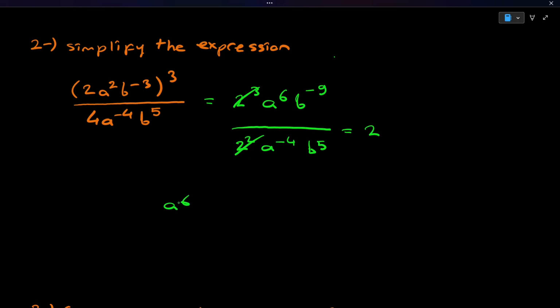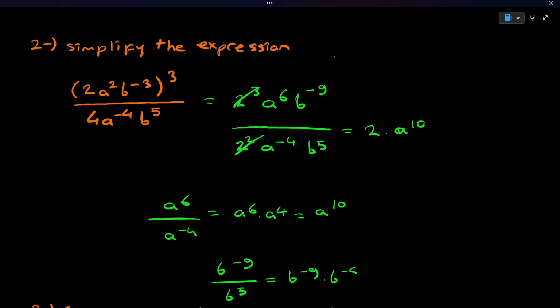Let's divide the like terms. This is equal to a to the 6th power multiplied by a to the 4th power, which gives us a to the 10th power. From the second part, b to the power of minus 9 over b to the power of 5 gives us b to the power of negative 14. Let's write that in the denominator; that is my answer.